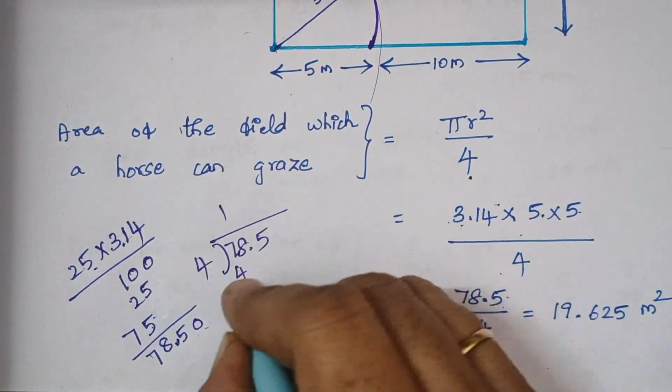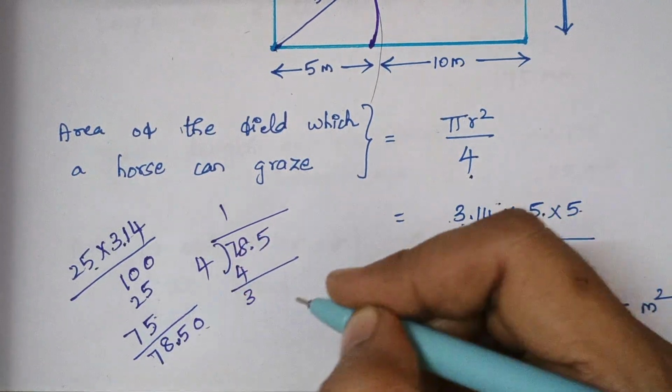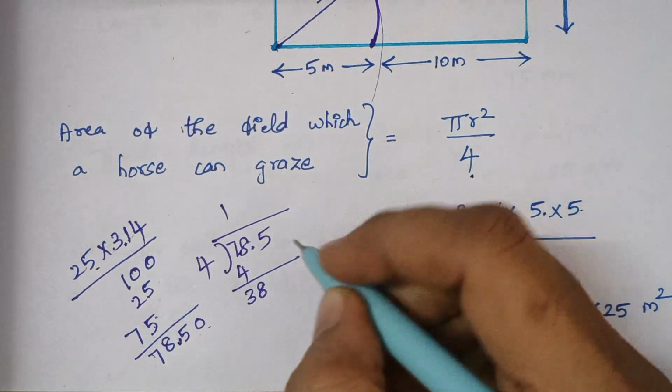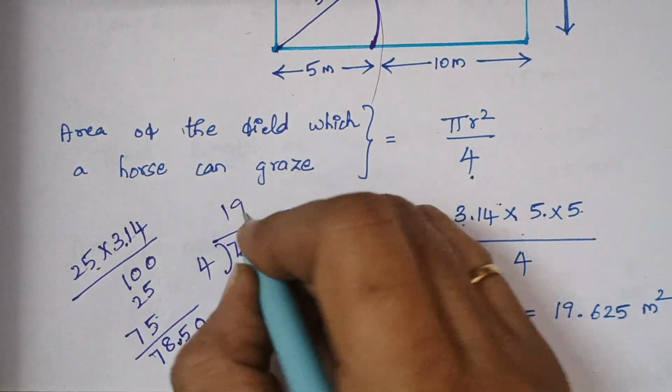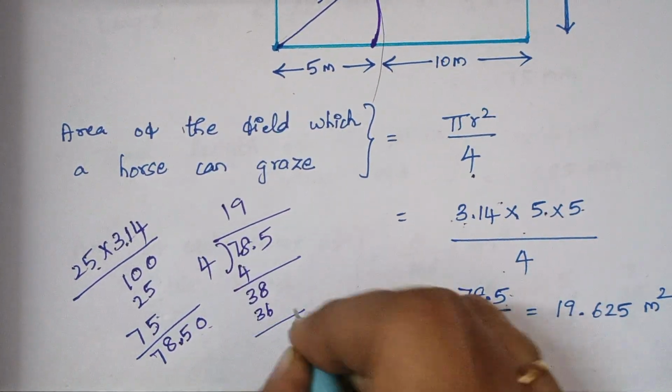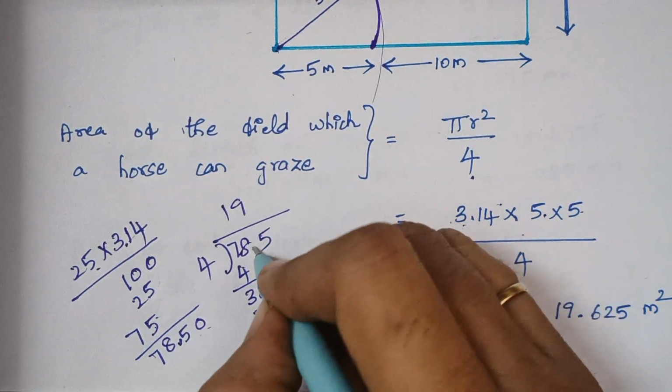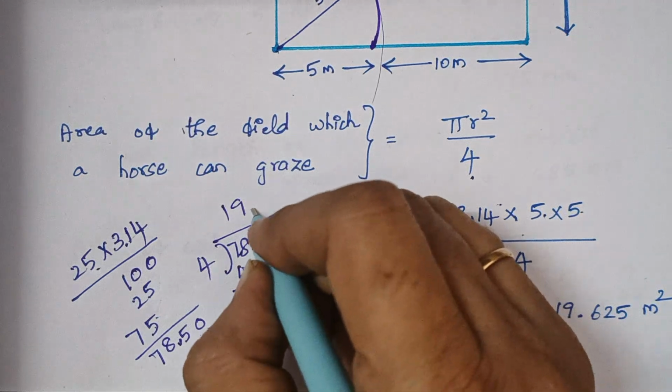So 1 4 is 4, right? 7 minus 4 is 3. And again we are bringing this 8 down. So 38. So 9 4s are 36. So here it is 36. So remainder 2, and I am bringing this 5. Since here we are having a dot, you have to keep this dot here.